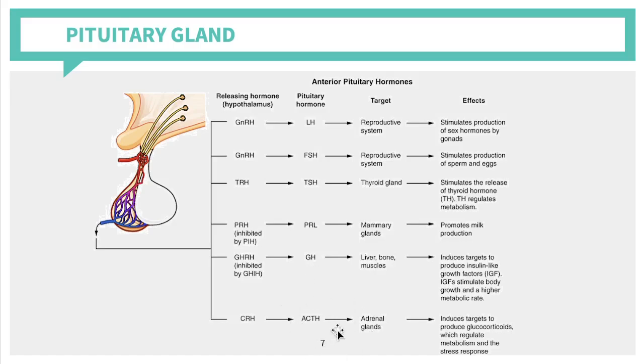On the other hand, your ACTH will have an effect on your adrenal glands because they will induce the target to produce glucocorticoids, which regulate the metabolism and the stress response. So we will have a better discussion of your adrenal gland later. Okay?